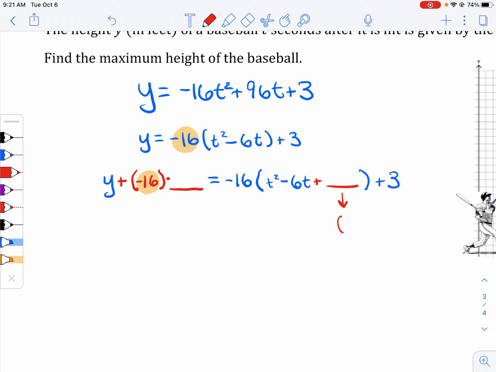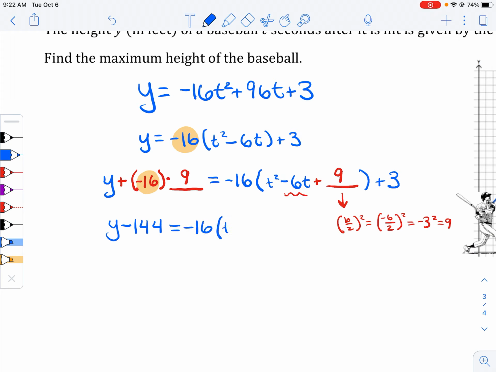So the number I want to add comes from my b over 2 squared. In this case, b is negative 6. Should be negative 3 squared, which is 9. So I'm going to add 9 to both sides. But then on the left side, this is going to be negative 16 times 9. So I'm actually going to have y minus 144 equals negative 16, and then I have t squared minus 6t plus 9 plus 3.